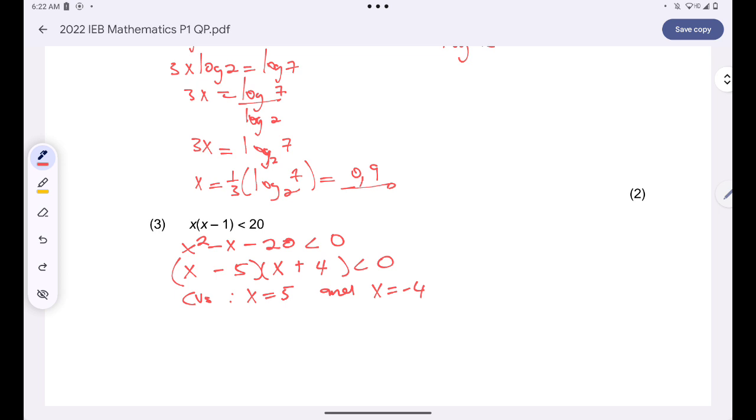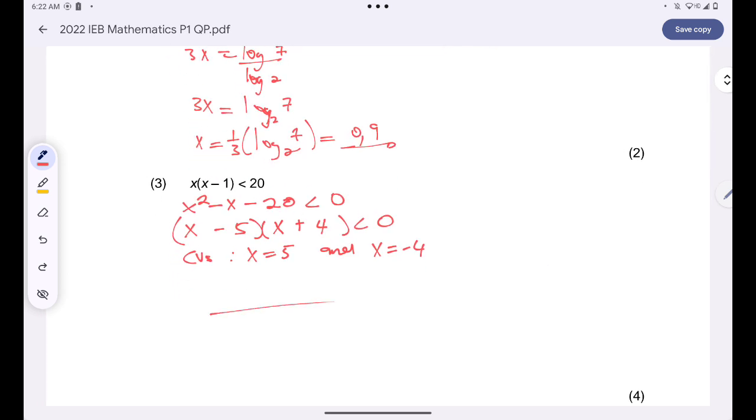After finding my critical values, I must just indicate them on my number line, negative 4 and 5. Both of them are not included because you don't have an equal sign over there.